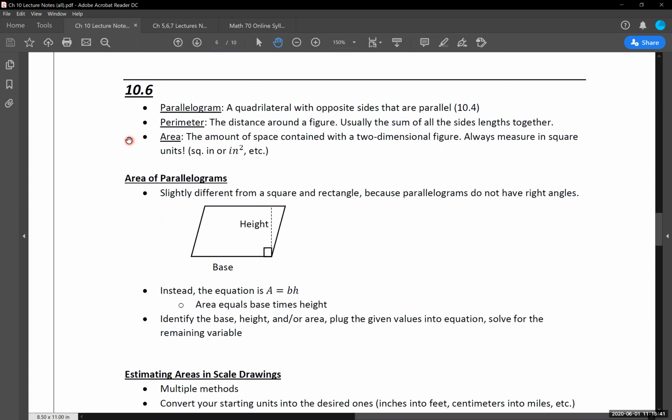The area, and this is the one that we are working with for this section in particular. The area is the amount of space contained within a two-dimensional figure. We always measure the area in square units because we're working with a two-dimensional figure, a two-dimensional calculation.